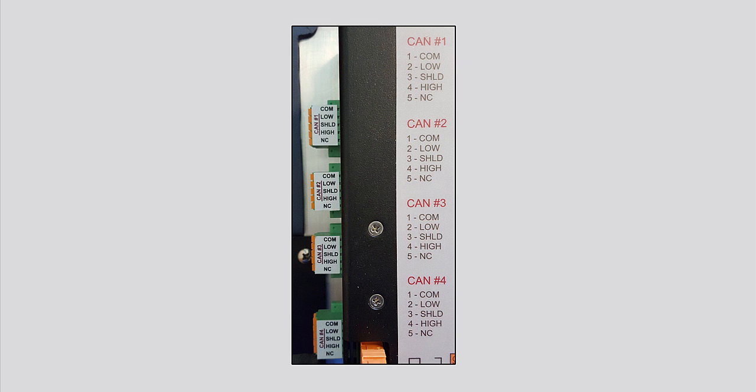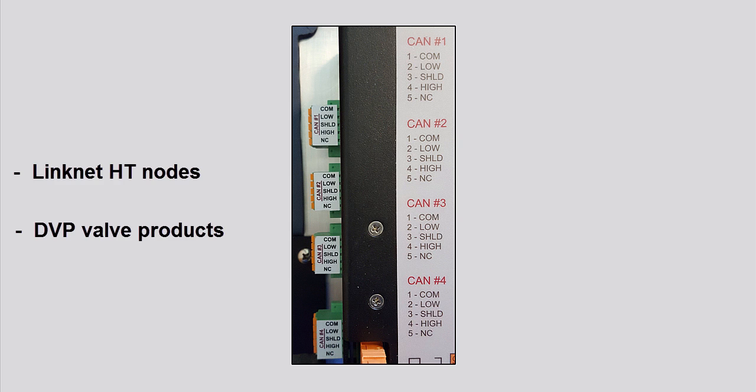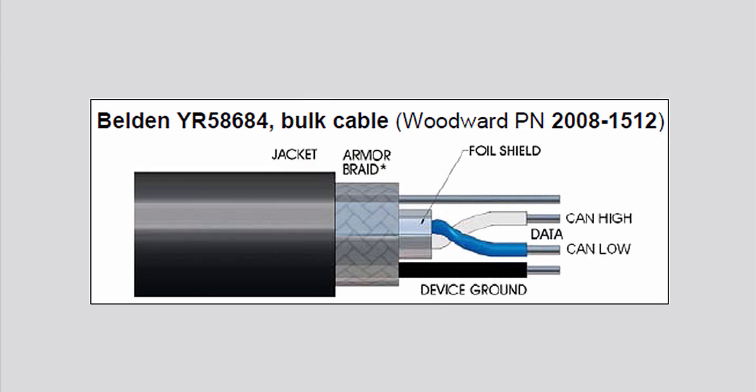The second available communication type is CAN. 4 isolated CAN ports are available for general communications, as well as simplex or redundant distributed control. Compatible devices include LinkNet HT nodes, DVP valve products, and the 2 Woodward power management devices, MFR300 and LS5. To wire to the controller's CAN connections, Woodward recommends the Belden YR58684 Communications CAN cable. This is a smaller and flexible 22-gauge low-capacitance cable suitable for tight routing in industrial environments.